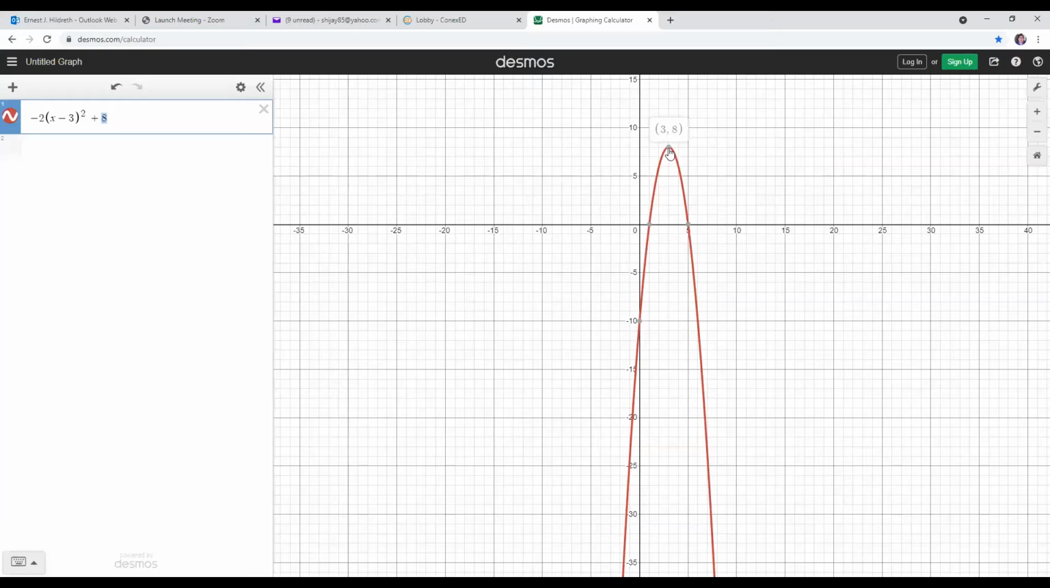Now, to find the x-intercepts, I told you you would have to set the equation equal to 0. So if we were to solve for 0, we would get 5, 0, and 1, 0. And we would find our y by finding f of 0, and that would give us this here, 0, negative 10.